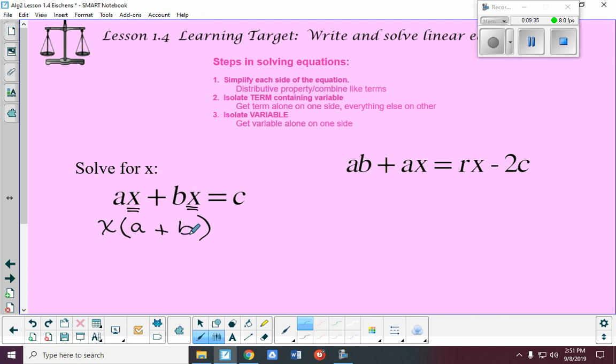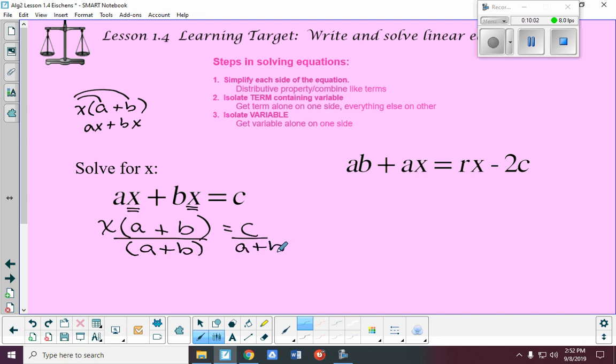Now keep in mind, if you have x times a plus b, if you were to distribute that, that would be x times a, or a times x, and that would be x times b, or b times x. So it's just backwards distributing. Now the x is out front, and that equals c. So you have x times this quantity. So what you're going to do is divide by that whole quantity on both sides. So here, those are the same. Top numerator, denominator, you have an a plus b, that cancels. So x is equal to c over a plus b.